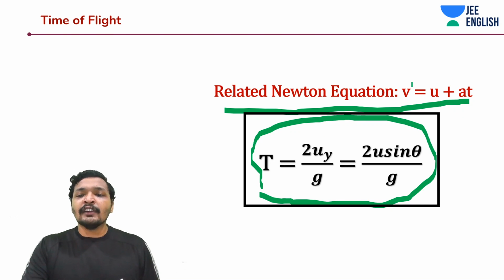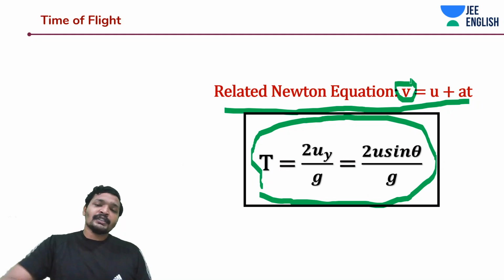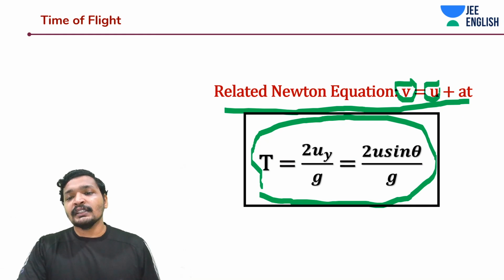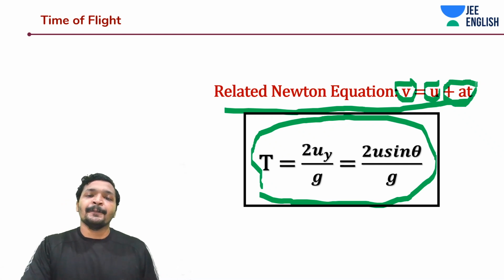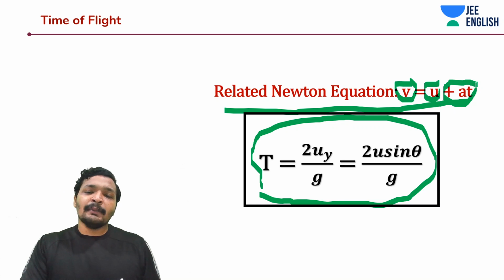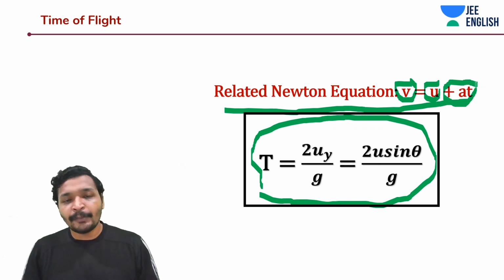So the final velocity was minus u sin theta, because it is in the negative y direction, the opposite direction, and u was plus u sin theta, and this would be minus gt, where t is the time of flight. Okay guys, then what would happen? It's basically 2u sin theta by g that is equal to the total time of flight for a level plane ideal projectile motion.